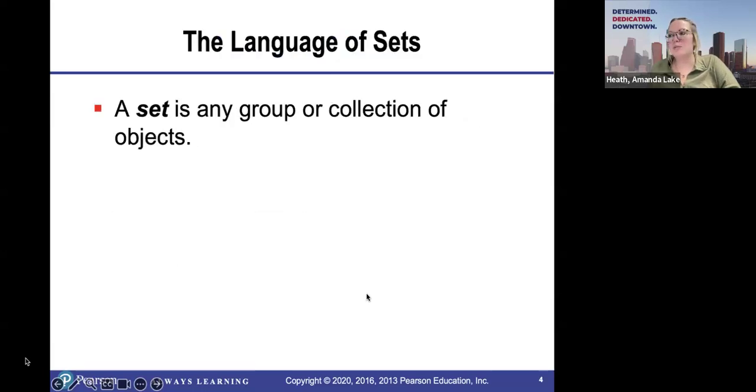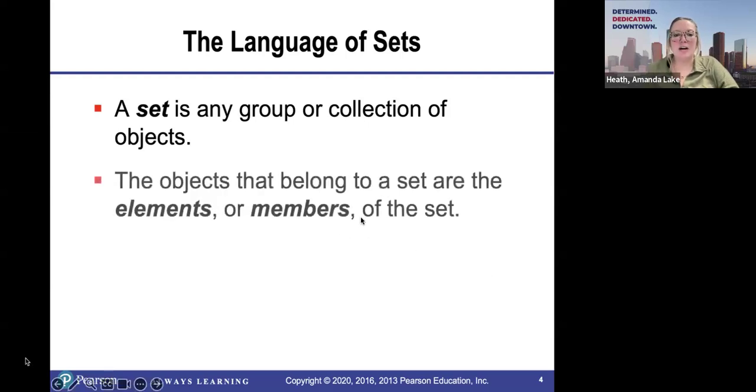So the language of sets: a set is any group or collection of objects. I could have the set of all the students enrolled in this section. I could have a set of the pencils in my drawer. I could have the set of all even numbers. I could have the set of all natural numbers between 5 and 10. So these are any collection or group of objects.